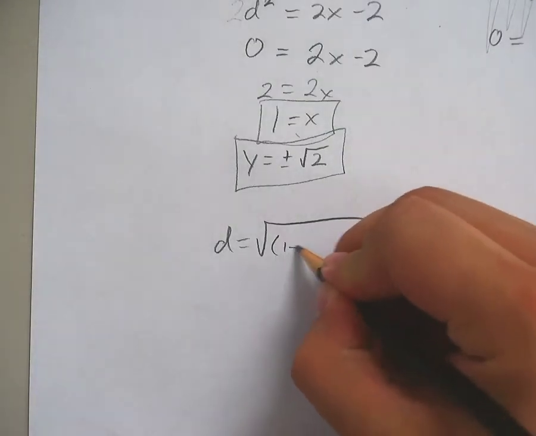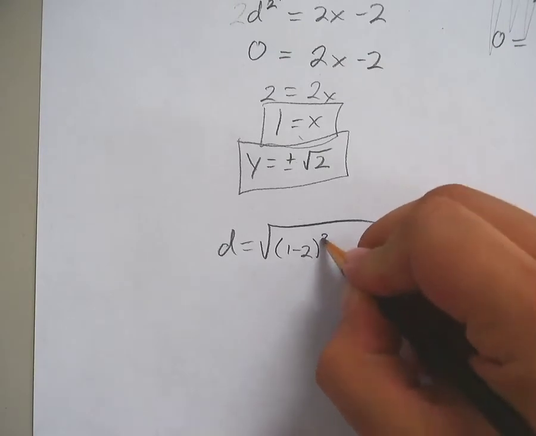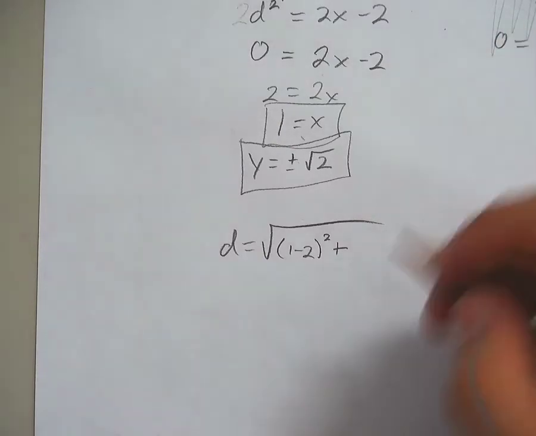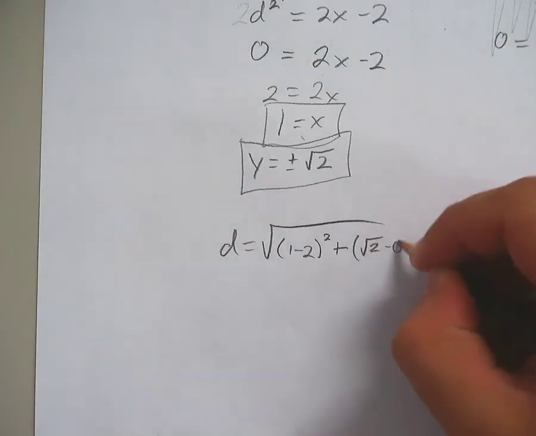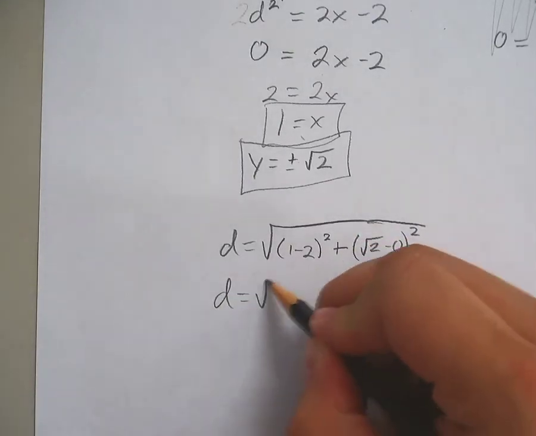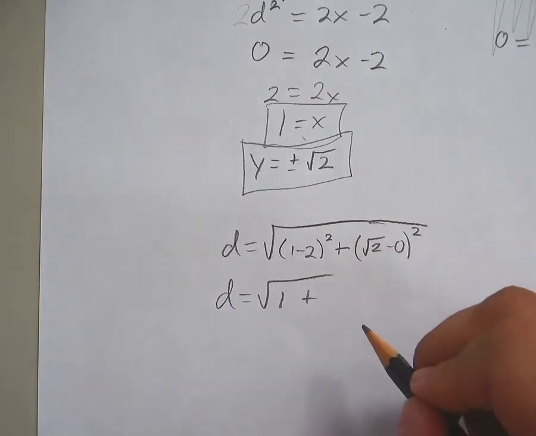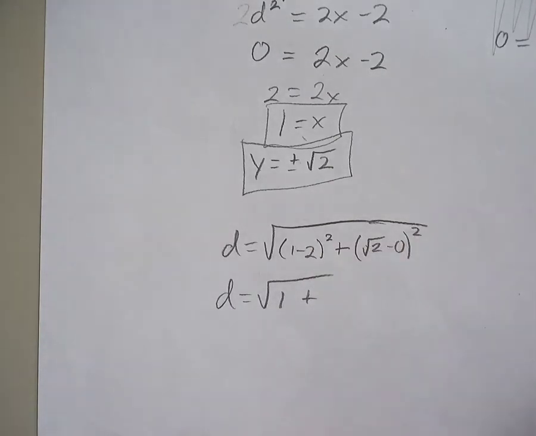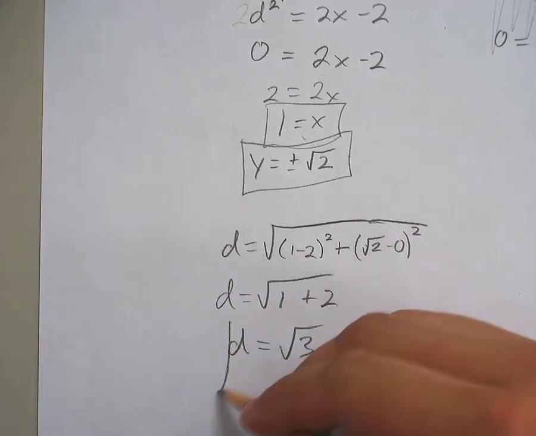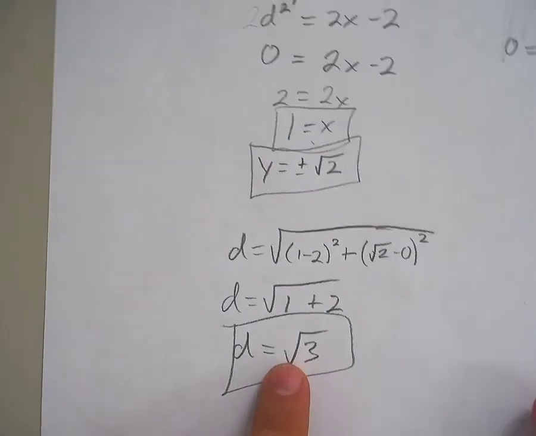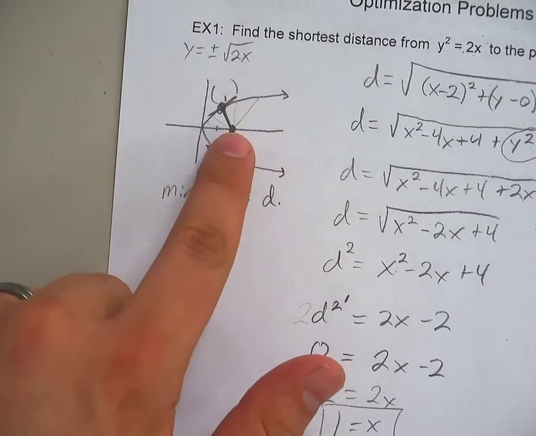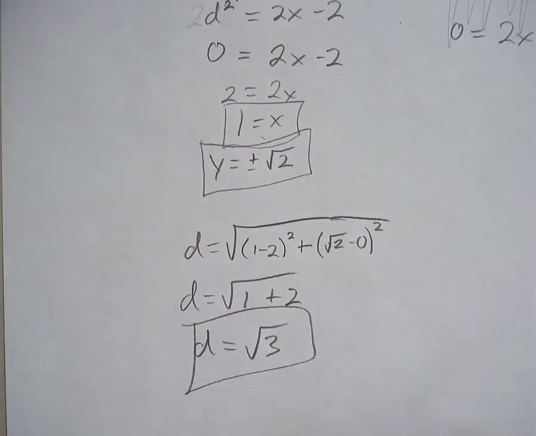So I've got 1 minus 2 squared, plus, and then you have your 0, so plug in your y value, that's the square root of 2 minus 0 squared. So d is going to be the square root of 1 plus, this is the square root of 2 squared, which is 2, the square root of 3. The square root of 3 is the shortest distance from this function to this point. The square root of 3.